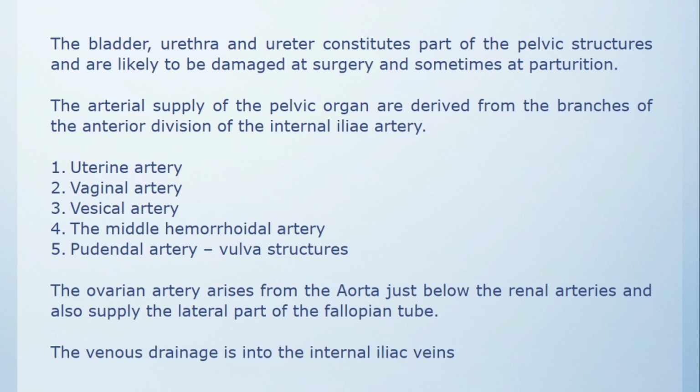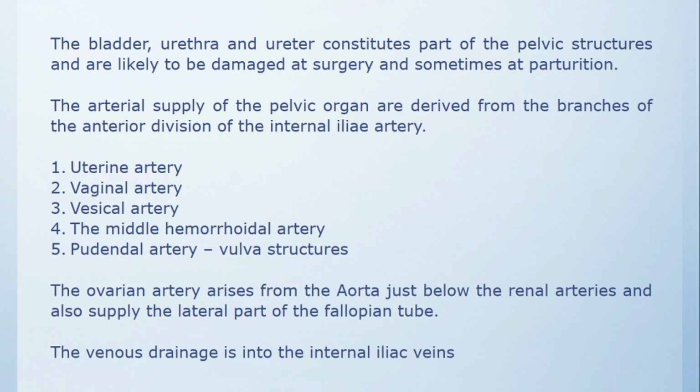So, what is the arterial supply of this internal genitalia? The arterial supply of the pelvic organs is derived from the branches of the anterior division of the internal iliac artery. For this internal genitalia, we have the uterine artery, vaginal artery, vesical artery, middle hemorrhoidal artery, and the pudendal artery, all branches from the anterior division of the internal iliac artery, supplying the uterus, the cervix, the vagina, the bladder, and then the external genitalia as previously described.